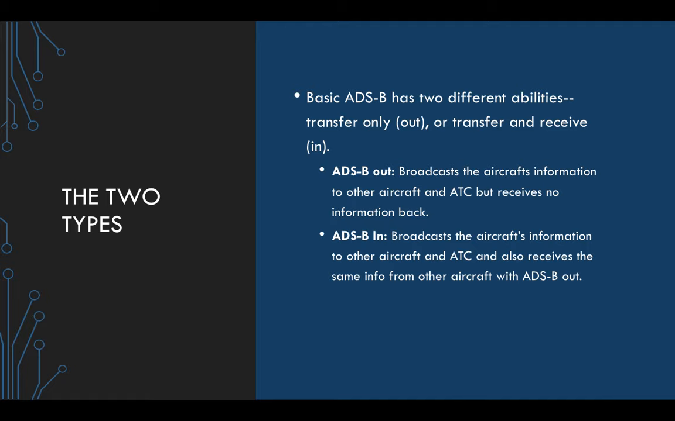You're not required to have the ADSB in, but all the benefits come with ADSB in. This type of equipment, you can't have ADSB in without ADSB out, so they kind of go one and one. ADSB out broadcasts your information to other aircraft as well as ATC, but you also get information back. So you're able to see where other aircraft are, their altitude, where they're going, sometimes even their tail number, depending on the type of equipment you have, things like that.